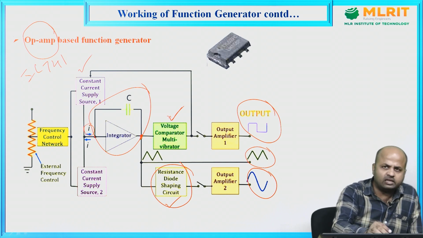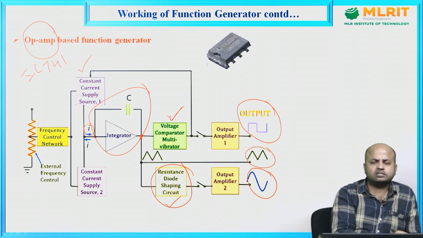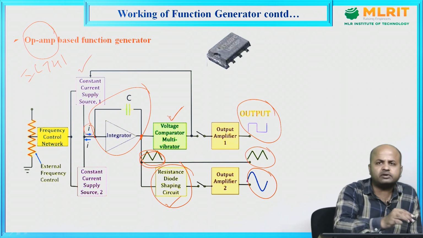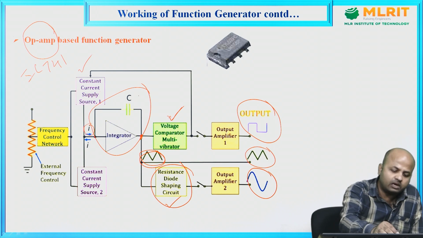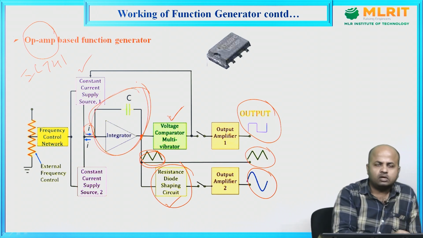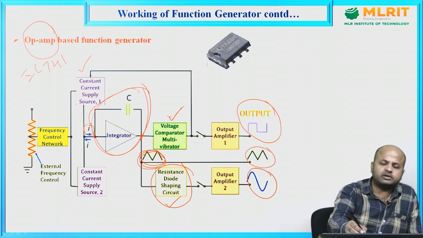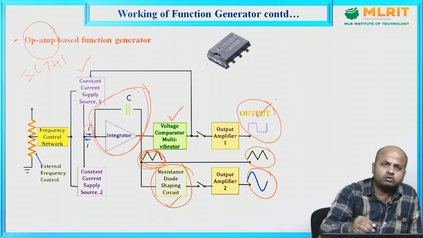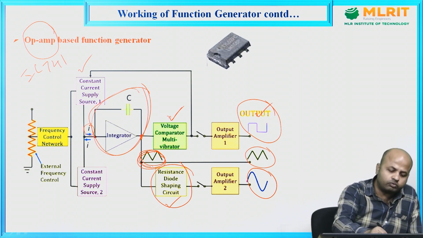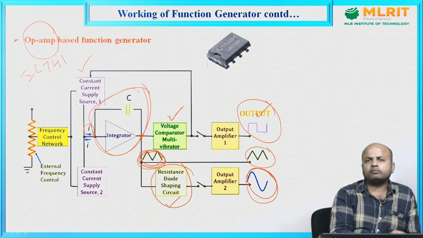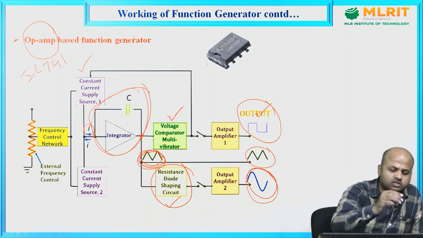So basically the op-amp based function generator first generates one triangular wave. Remember, it is generating one triangular wave with the help of this integrator circuit. Once this triangular wave is generated, when it is passed through the voltage comparator, it generates the square wave. When this triangular wave is passed through the resistance diode shaping circuit, it generates the sine wave. So all the three waveforms we can get from an op-amp based function generator.